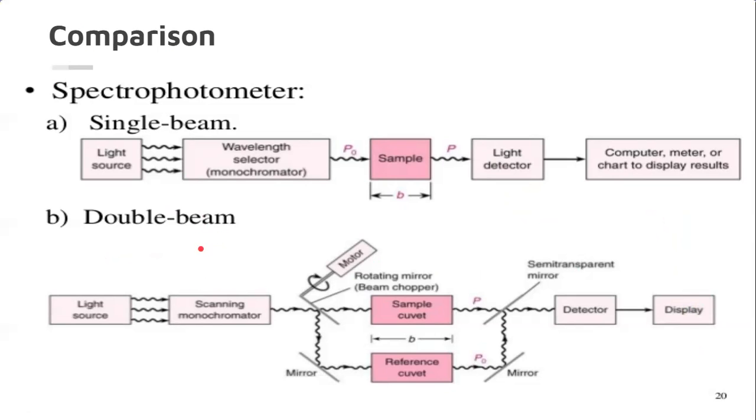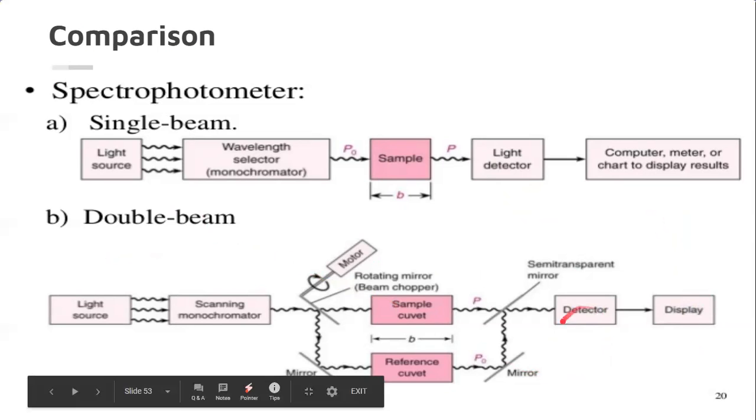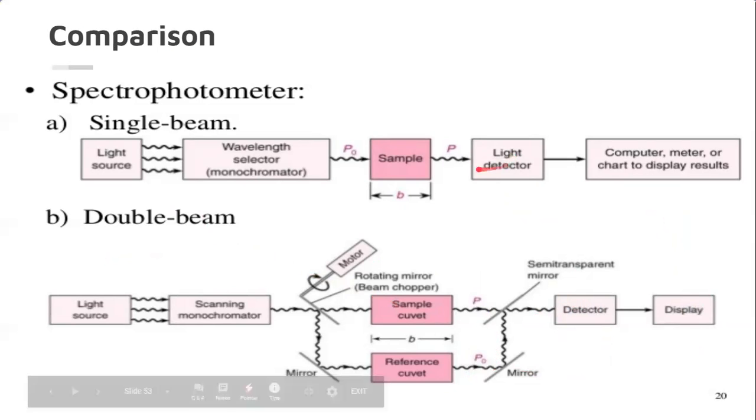A double beam spectrophotometer is more sensitive. Why? Because here absorbance can be calculated. Absorbance means the difference between the light coming from the reference cell and the sample cell, and that is recorded. In a single beam instrument, only the intensity of transmitted light is recorded, so we can record only transmittance, whereas in a double beam instrument we can record absorbance as well as transmittance. That is the difference between single beam and double beam spectrophotometers.